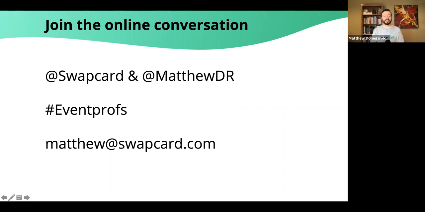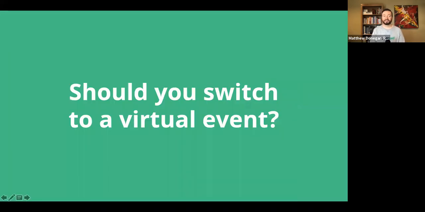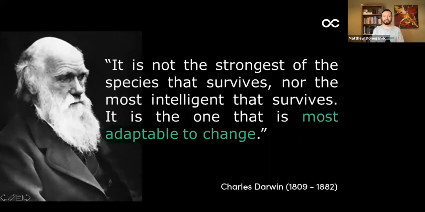So, when the virus first started, a lot of us were asking, should you switch to a virtual event? That has pretty much been answered. All the events that we were postponing 2-3 months ago can no longer really be postponed. They have to switch to virtual. And so we as event planners need to figure out how we can adapt our events. As Darwin said, it's not the strongest of the species that survives, nor the most intelligent. It's the one that's the most adaptable to change.